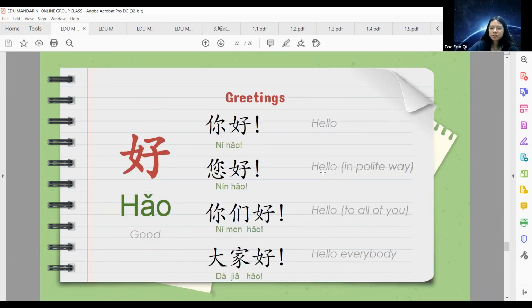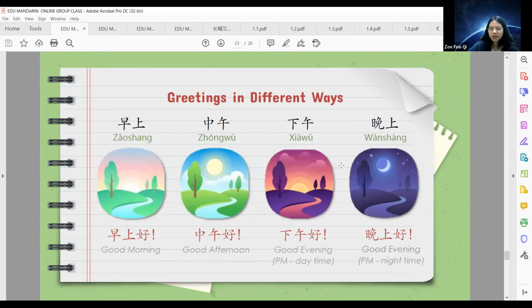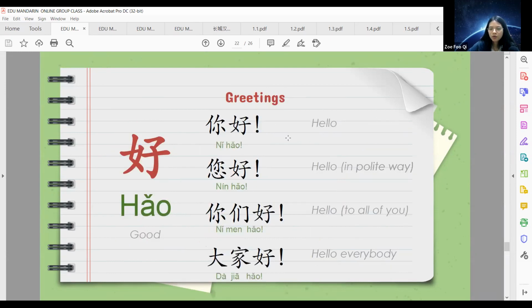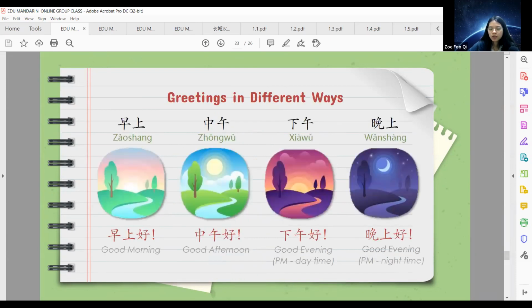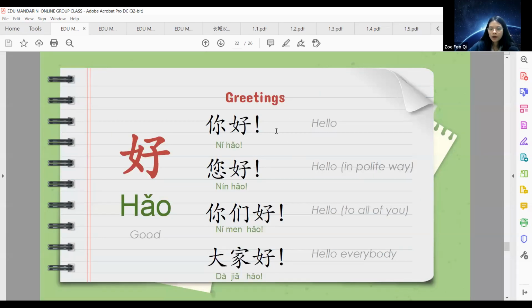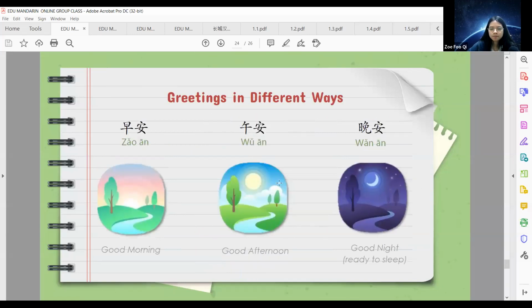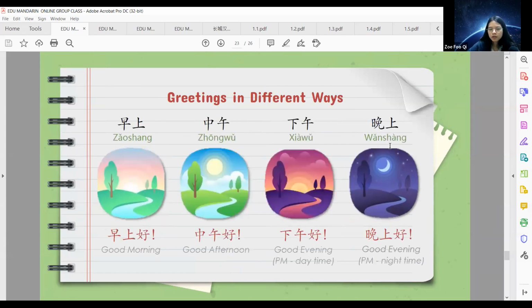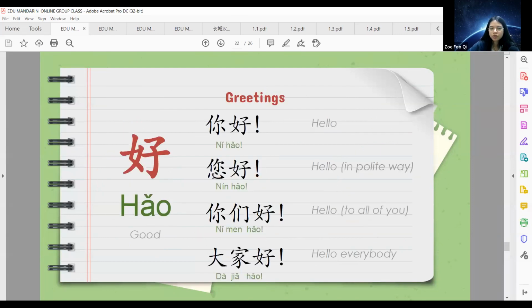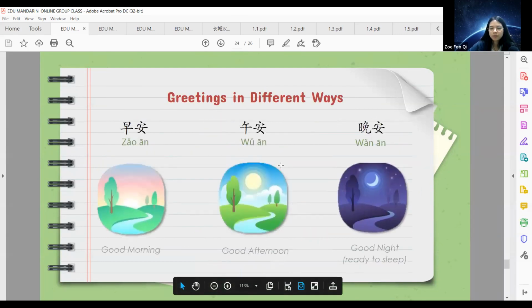Okay, so if you want to say good morning, teacher, or hello and then good morning, normally we will say 早上好 or 你好. If you want to use them together, normally it will be 你好, and then you put one more 早上好. Or you can say 早安. 早安 is like you have a peaceful morning, peaceful afternoon, peaceful evening, or good night. So we just change it to different groups of people.